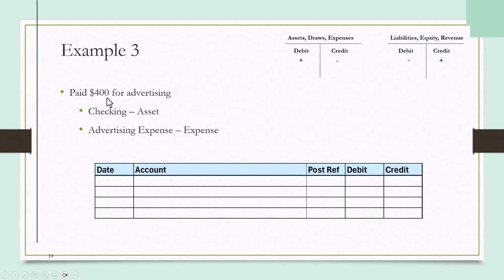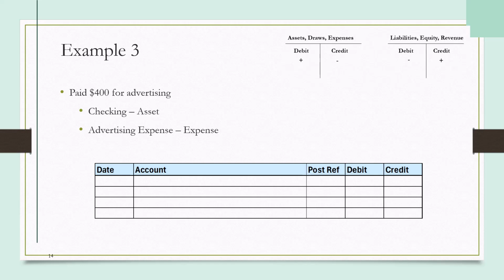Okay, let's move to the next one. This time they paid $400 for advertising. And again, this is another expense. Keep in mind that expenses are more of things you use up, you have used up, or you're going to use up quickly, whereas assets are more resources.